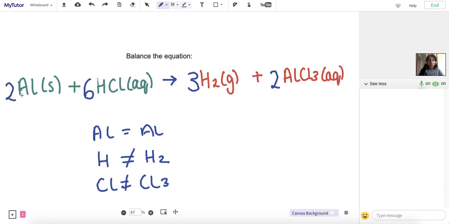So now if we have a look, our aluminiums are both 2. Our hydrogens are 6 on the reactant side and 6 on the product side. And our chlorines are 6 on the reactant side and 6 on the product side. So that is a fully balanced equation.